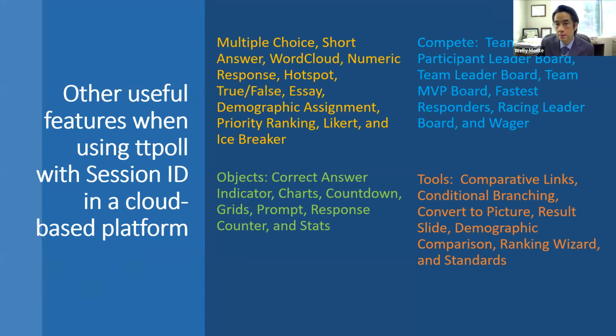You can have students compete, giving them assignments, participant leaderboards, team MVPs, fastest responders, racing leaderboards, and you can have them wager. And in the tools, there are comparative links and conditional branching. I showed you one comparative link. There's also conditional branching, convert to picture, result slides, demographic comparison, ranking wizard, and standards.